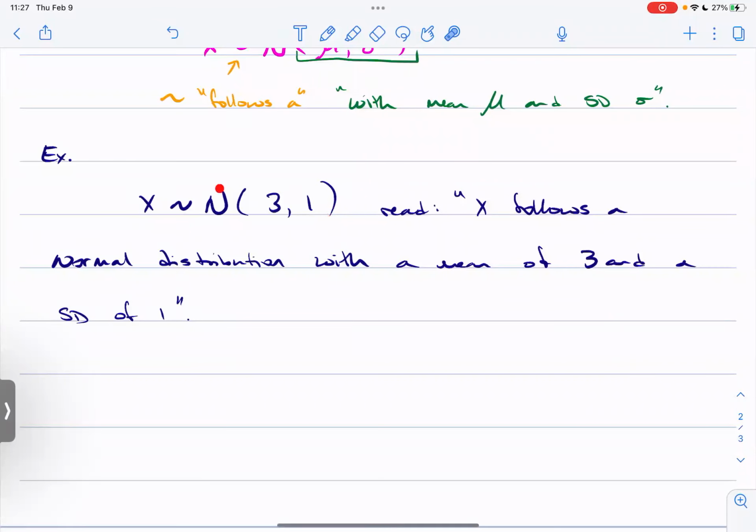One thing that people find really confusing is, what's n? I don't know what number to put in for n. But just remember, the n is for the shape. It's for the normal distribution.